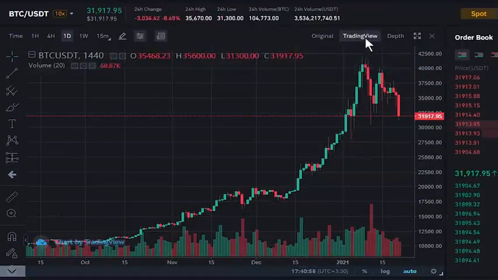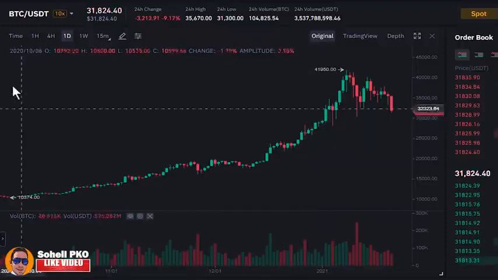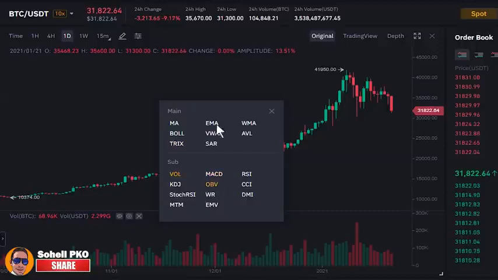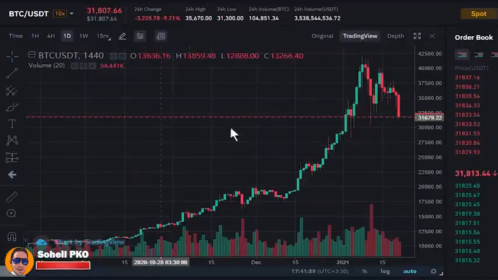This chart is actually from TradingView, and we also have the original one, which is from Binance, but it's very basic and you don't have many tools, and the indicators are also limited, as you can see. So this chart that is from TradingView is better.